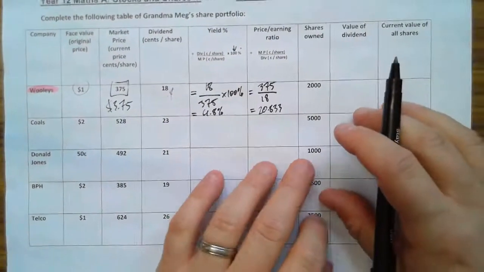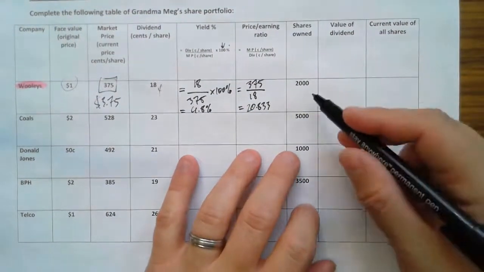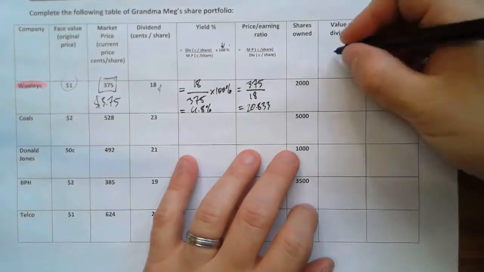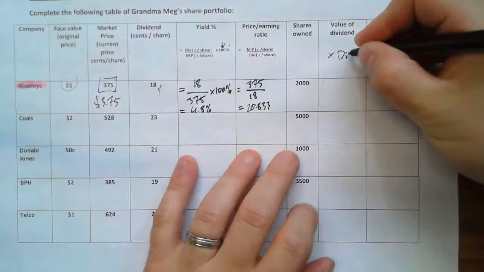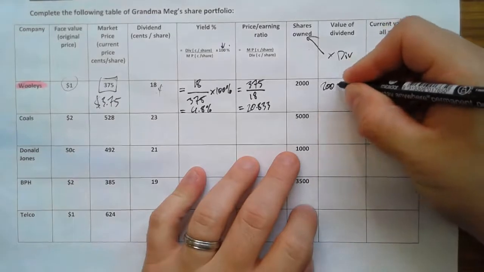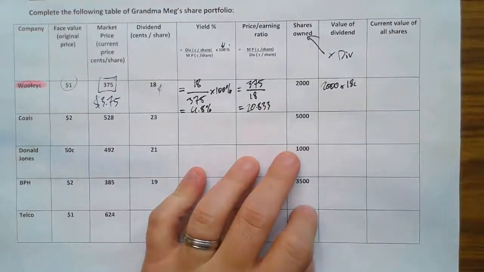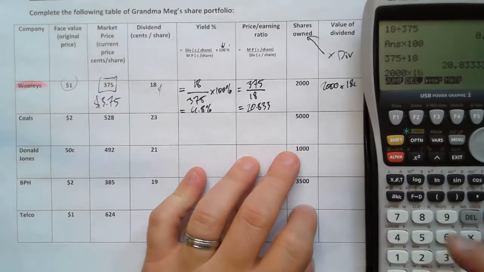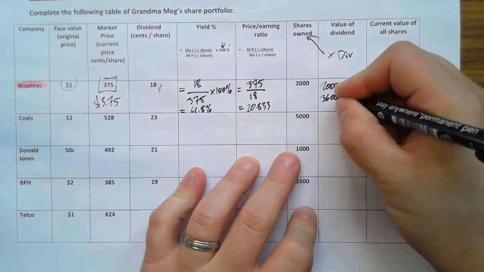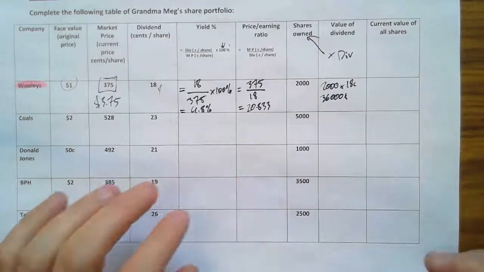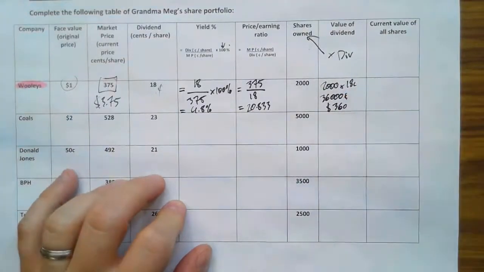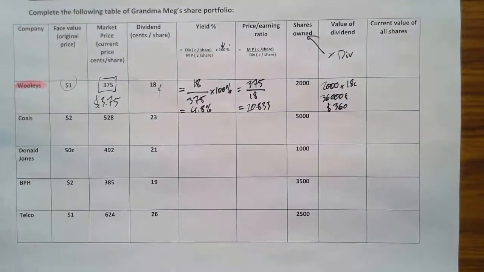Okay, shares owned is 2,000, so we're going to work out the value of the dividend, which is just how many shares you have times by what the dividend is. So we've got 2,000 times by 18 cents, which is 36,000 cents. Let's turn that into dollars. We'll divide by 100, $360. So your dividend each year is $360 off those 2,000 shares.